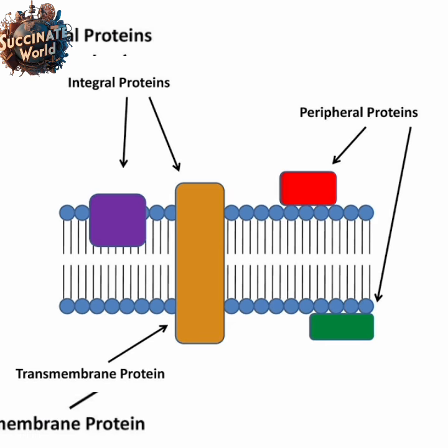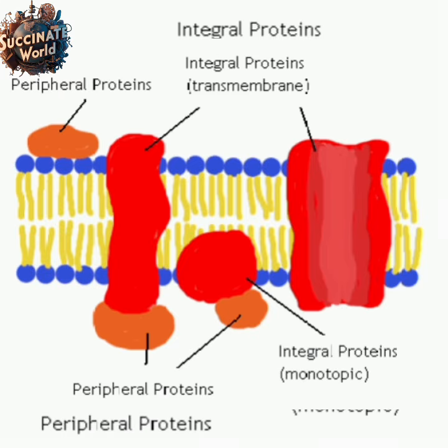Integral proteins are intrinsic proteins embedded within the phospholipid bilayer. They span the entire thickness of the membrane and are difficult to isolate without detergents such as sodium dodecyl sulfate, SDS. Peripheral proteins are extrinsic proteins found on the surface of the membrane. They mainly function as receptors, binding ligands, and transmitting signals into the cell.